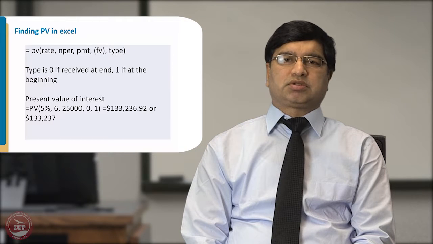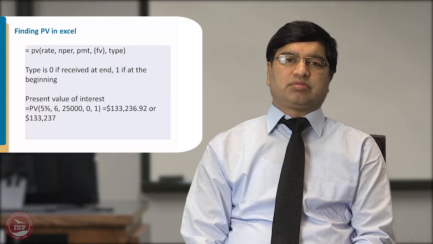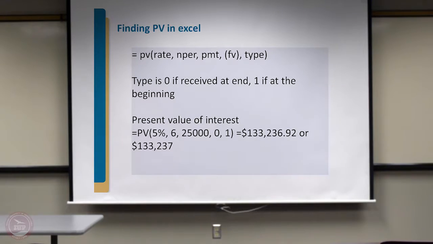And since the payment is to be made at the beginning of the period, you enter 1 in the type. It would be 0 if the payment is made at the end of the period. So you just type in equal to PV, 5%, 6 for the number of periods, 25,000 for the payment made every period, 0, and then 1 indicating that payment is made at the beginning of the period. Hit enter, and it will give you 133,236.92, or approximately 133,237. So it's a very simple way to find the present value of the lease obligation.